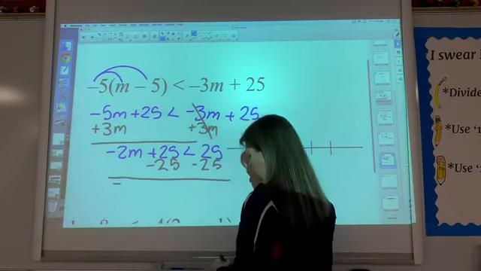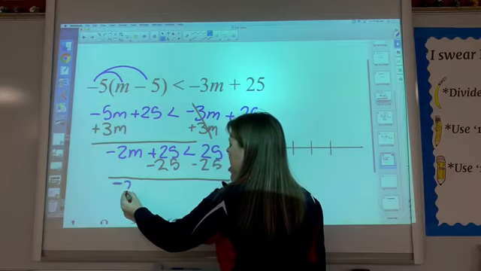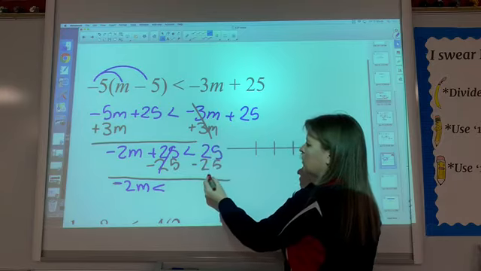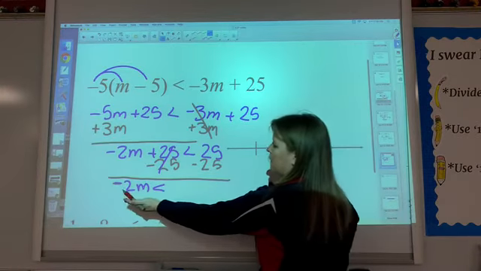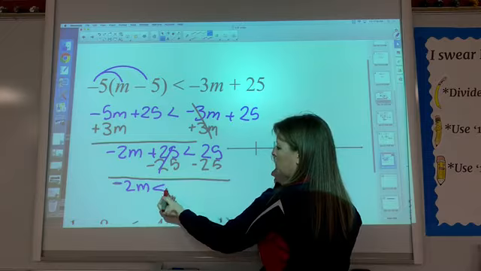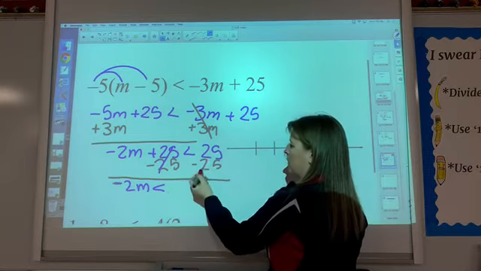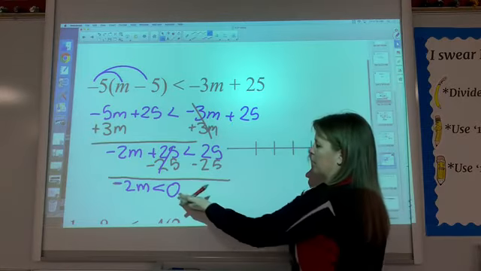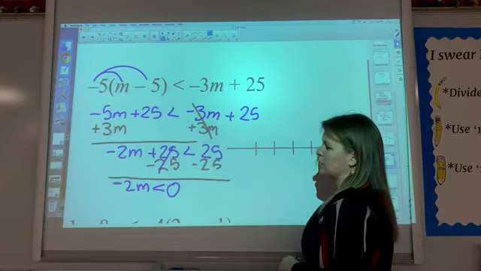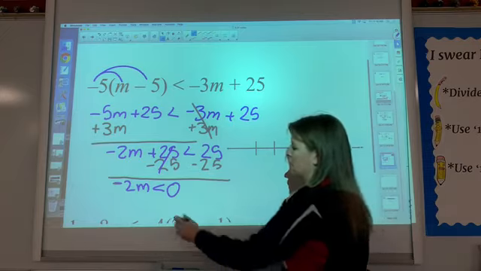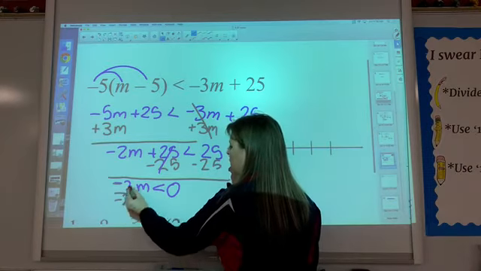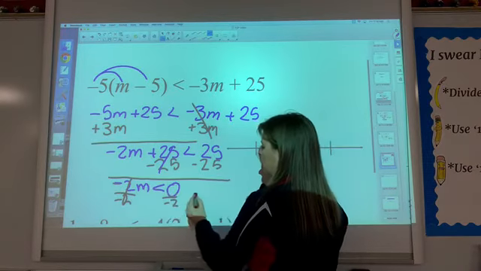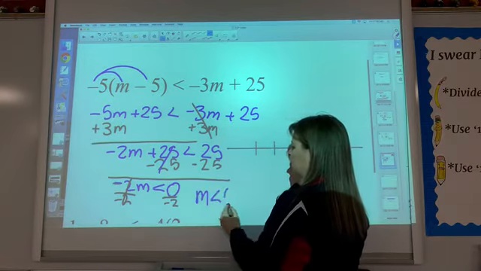When you minus 25 from both sides, you're left with negative 2m. This side cancels, and this side also cancels. But you have to finish this equation. Your variable still exists. You can't put nothing here. 25 minus 25 is 0. It's not a blank space. 25 minus 25 is 0. So you have to finish this problem by dividing by negative 2, divide by negative 2, and you end up with m is less than 0.